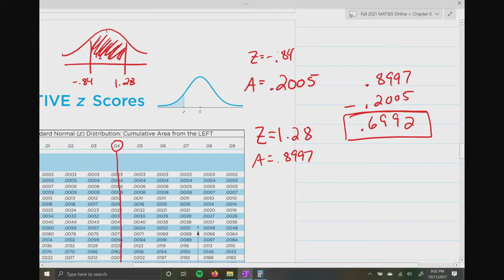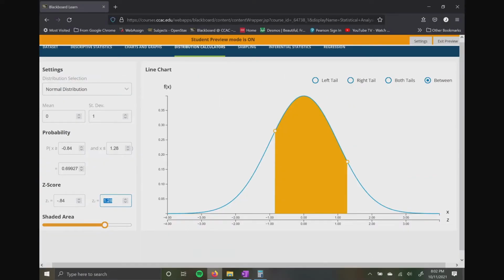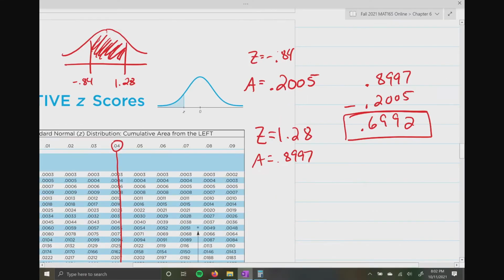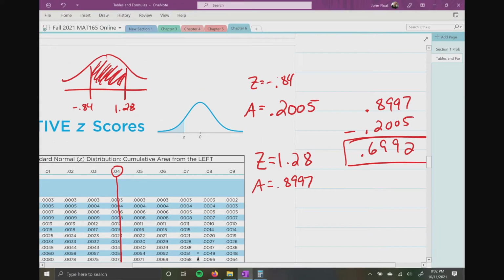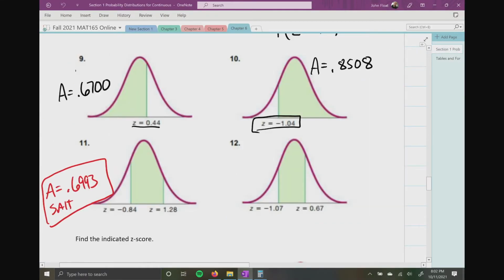But the problem is you're going to get different answers. Do not get bogged down with the fact that one is 0.6993 and the other one is 0.6992. All you're going to do is end up driving yourself crazy. Anytime you use technology like our SALT tool right here, you're going to get a more accurate answer. All right? The table can only give us 4 decimal places. So I hope this made sense. And there are a couple more examples that I want to go over. So let's go ahead and let's look at them real fast.